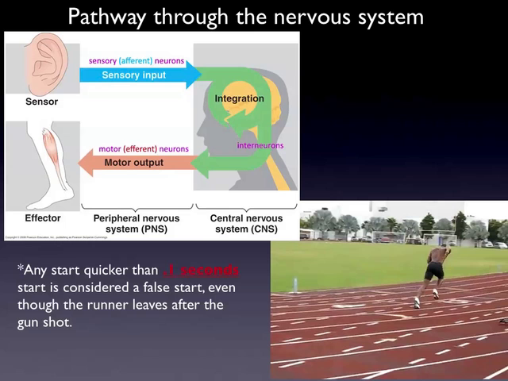Now, in world track events, however, even if you start after the gun, if you start less than 0.1 seconds after the gun, you're still disqualified. Why? You're starting after the gun, so why is that a rule? Joe? Yeah, because it's impossible. No one's nervous system can work so quickly that you can hear the gun go off, convey that information to your brain, then send the message to your muscles causing you to start running. No one's nervous system works that quickly.